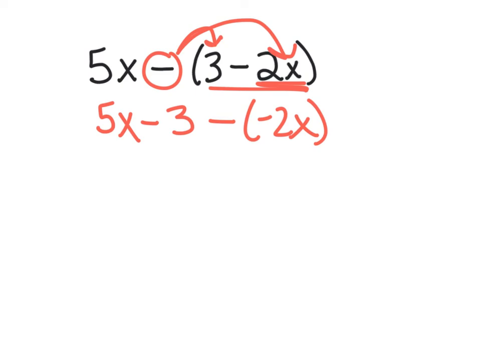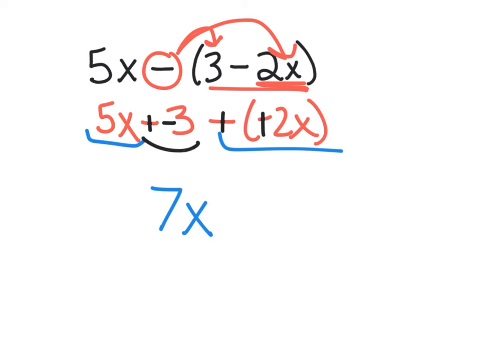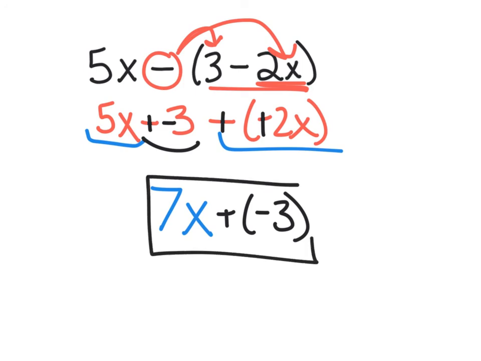I see I have 5x minus 3, that's like 5x plus negative 3. And then subtracting that negative is like adding a positive. So I can look at this expression now and combine terms to simplify it even more. I have 5x plus 2x. Well, that's 7x. And then what I'm left with up top here is this plus negative 3. Or you could do 7x minus 3. Either one works. Okay, so we took that big expression and simplified it by breaking it down into steps.